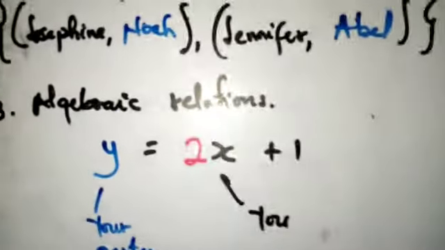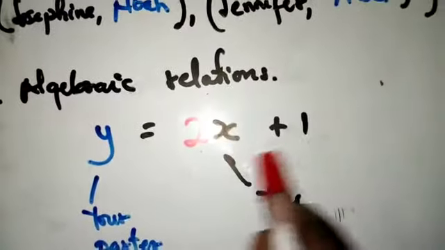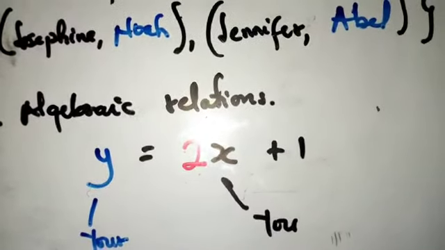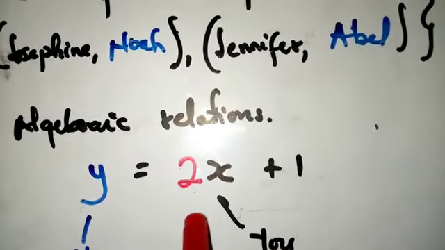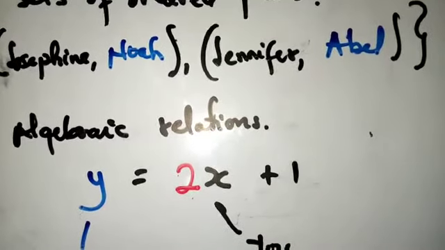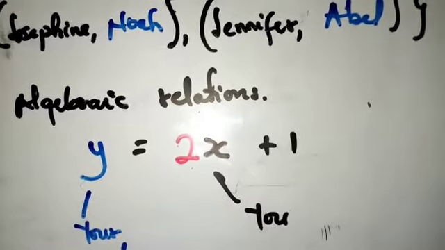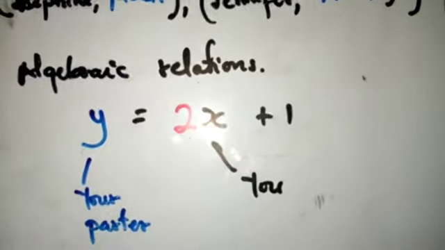Now this whole thing here will be the relation, how you guys are being connected together. This whole thing, the 2x plus 1, is how you guys are being connected together. Don't let this worry you. In just a few minutes I'll use an example to demonstrate that perfectly for your understanding.